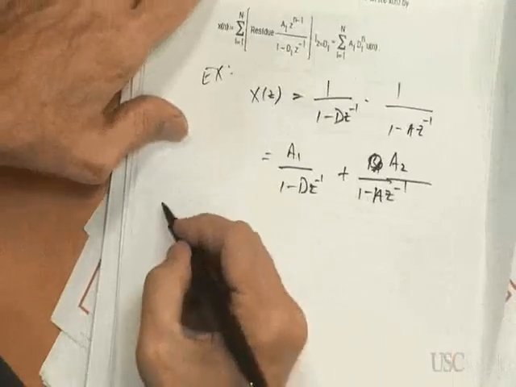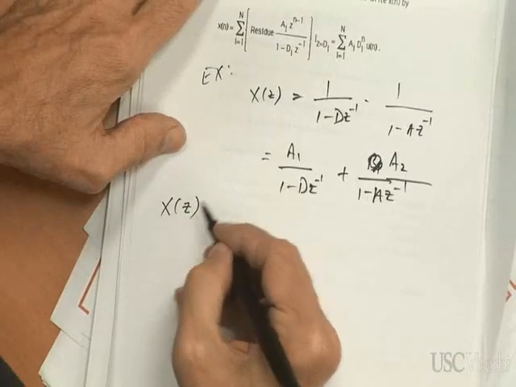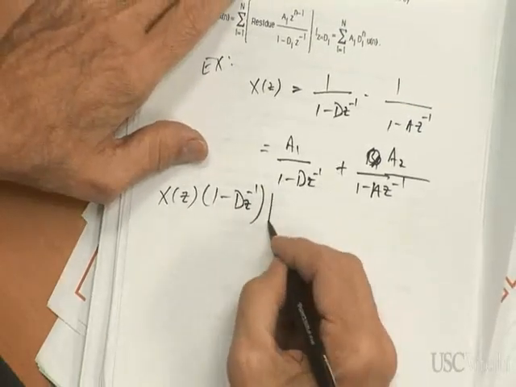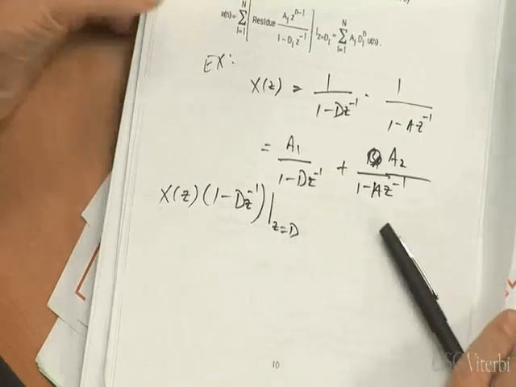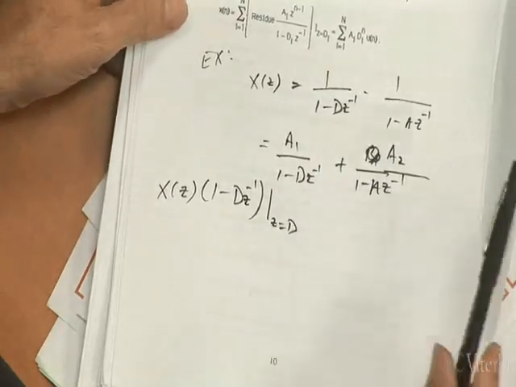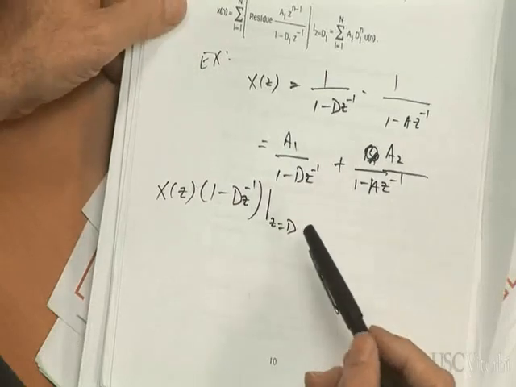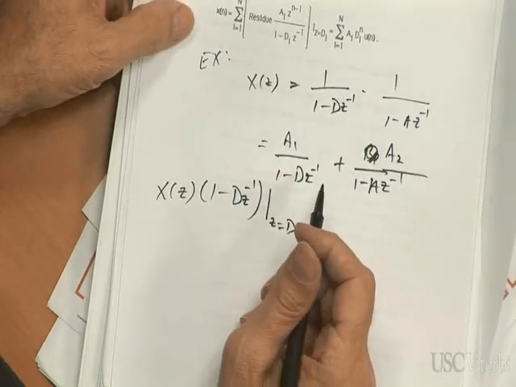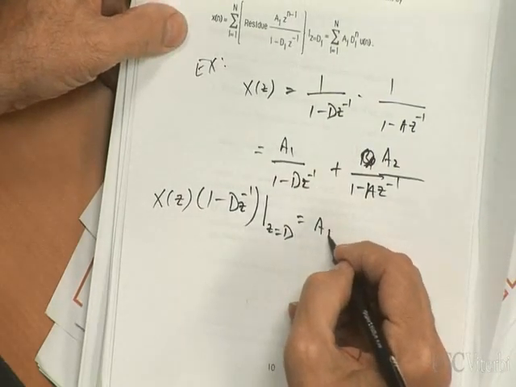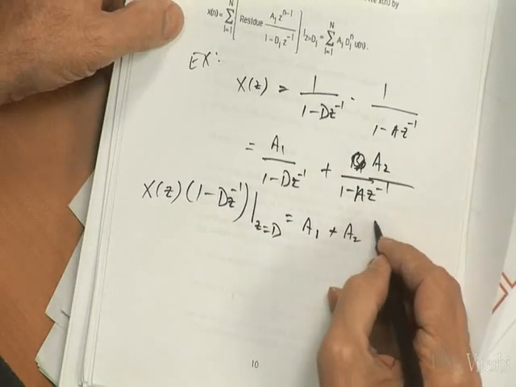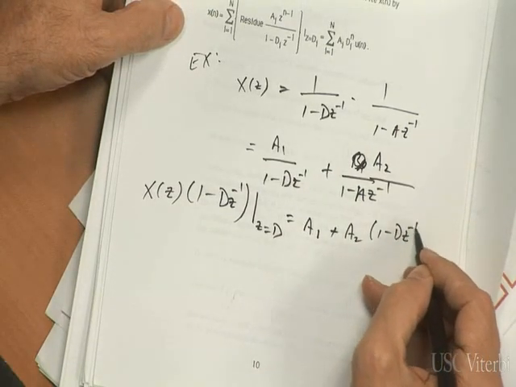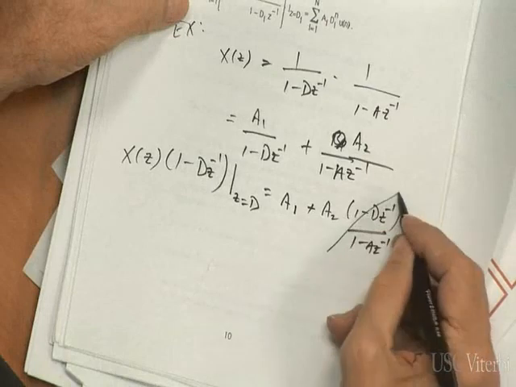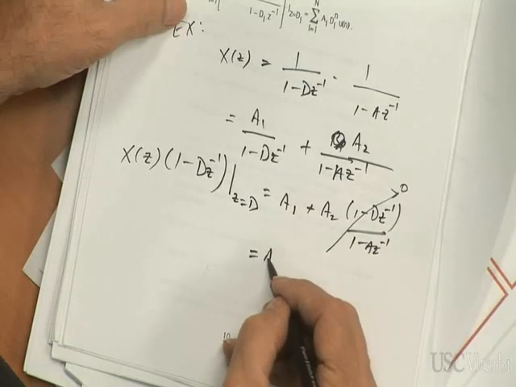And by the way, how do you get the A1s and A2s? Sometimes you can just do it by inspection, or you can always do this trick. Just multiply X of z by 1 minus d z inverse and then evaluate at z equal d. What happens is you are left with A1 plus A2 times 1 minus d z inverse over 1 minus a z inverse, and that goes to 0. So voila, you've ended up with A1.